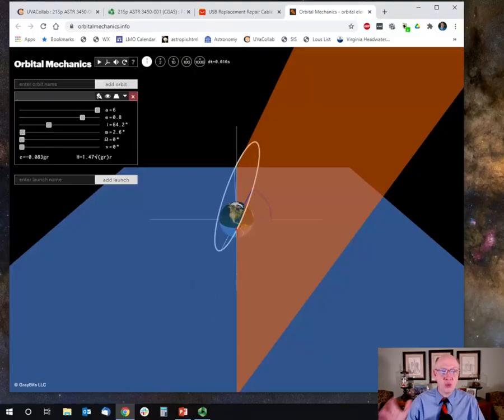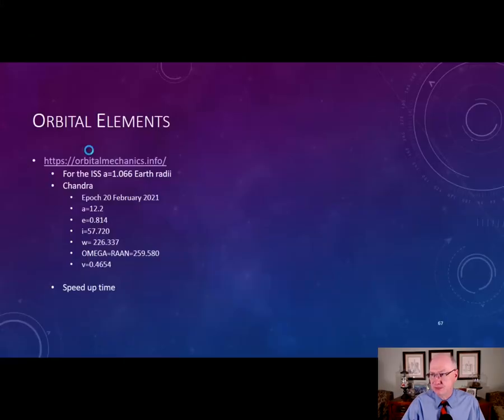So again, don't worry too much about those last two if you don't quite get them. Just know that they specify where the satellite is located in its orbit. They specify how the orbital plane is oriented in space.